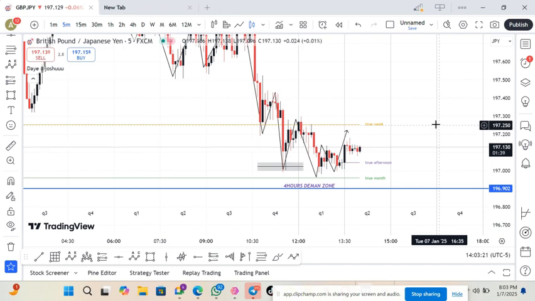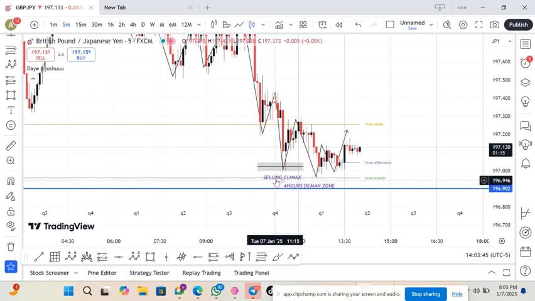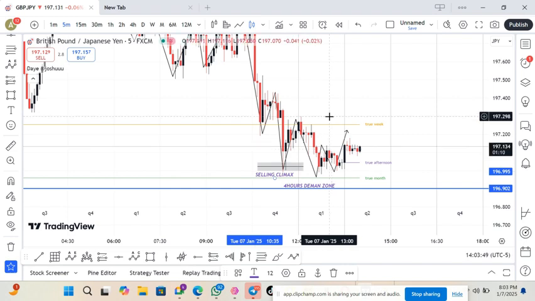So now we've figured out that this is going to be our selling climax. So what is a selling climax? A selling climax shows us that sellers are exhausted. It shows us that the selling has stopped. It's giving us signs that we are coming to the end of the pull to the downside.